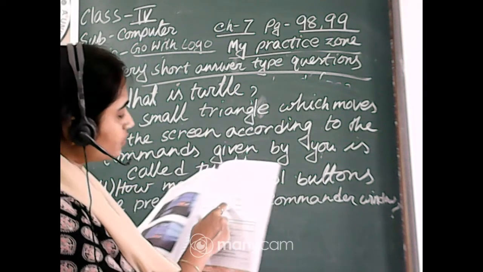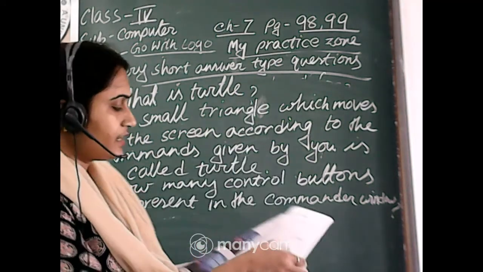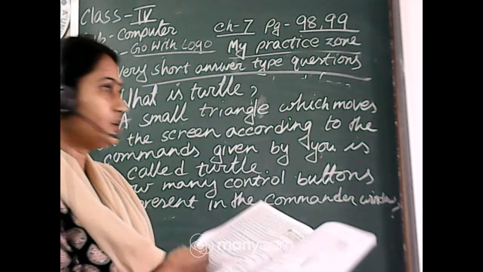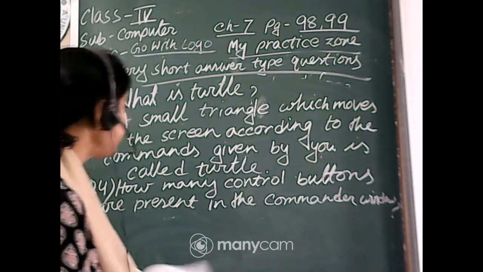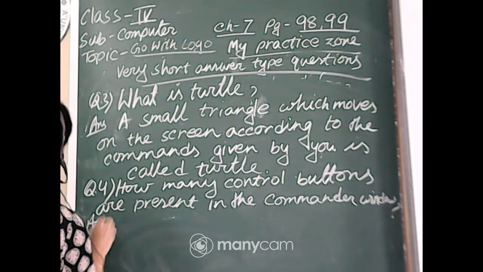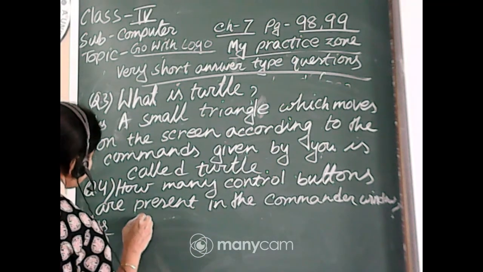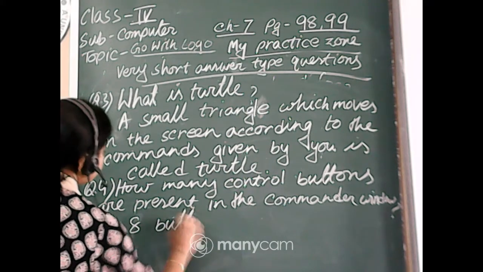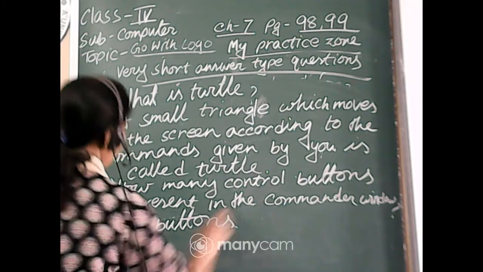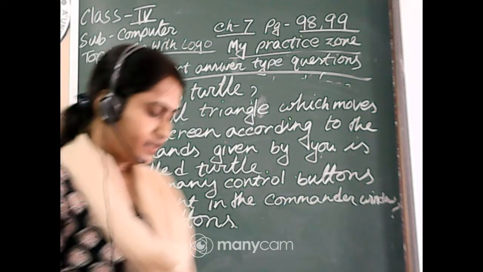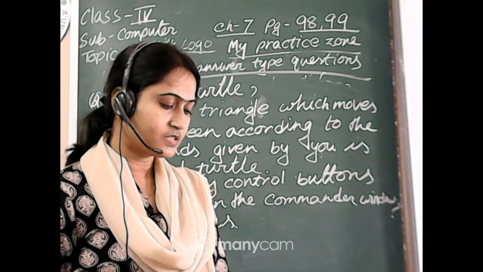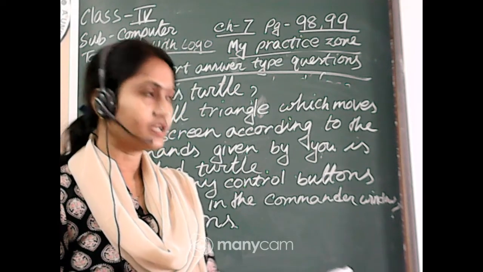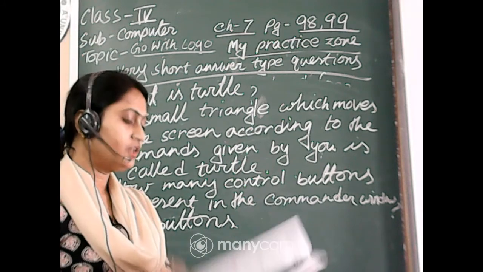These are the control buttons. Let's count here: 1, 2, 3, 4, 5, 6, 7, 8. Eight control buttons are present in the commander window. Write down the answer: 8 buttons. Here are given: halt, pause, step, trace, status, reset, execute, idle. These are the control buttons.